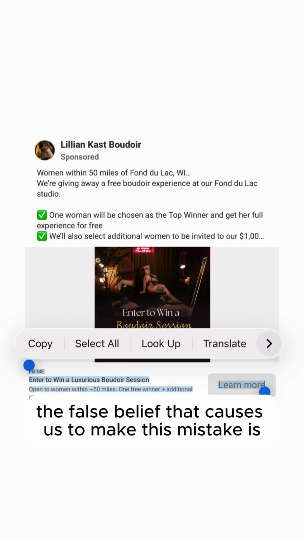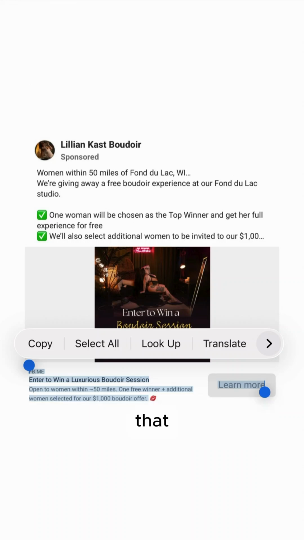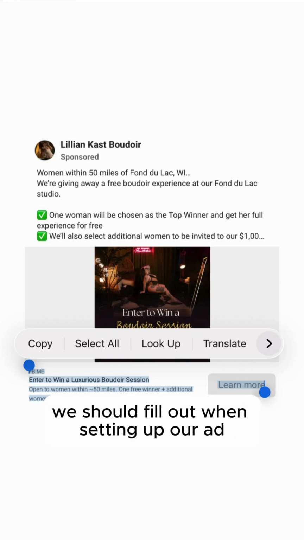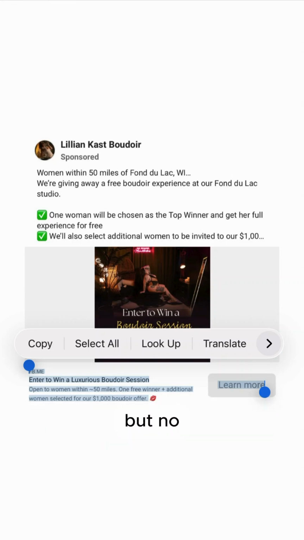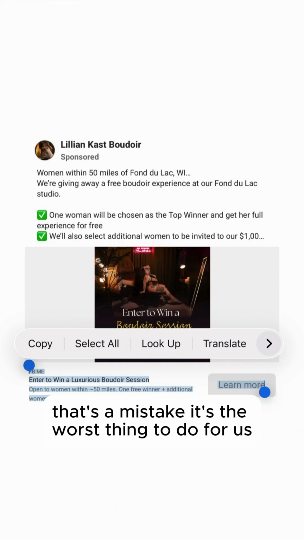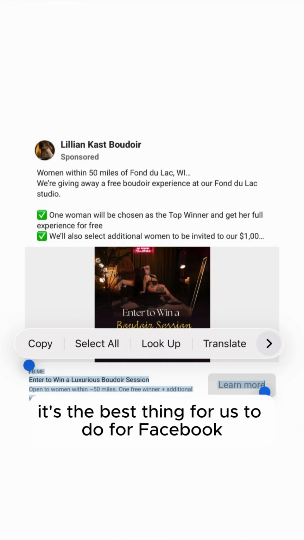The false belief that caused us to make this mistake is that we're trusting that what Facebook tells us we should fill out when setting up our ad is actually the best thing for us to fill out. But no, that's a mistake. It's the worst thing to do for us. It's the best thing for us to do for Facebook.